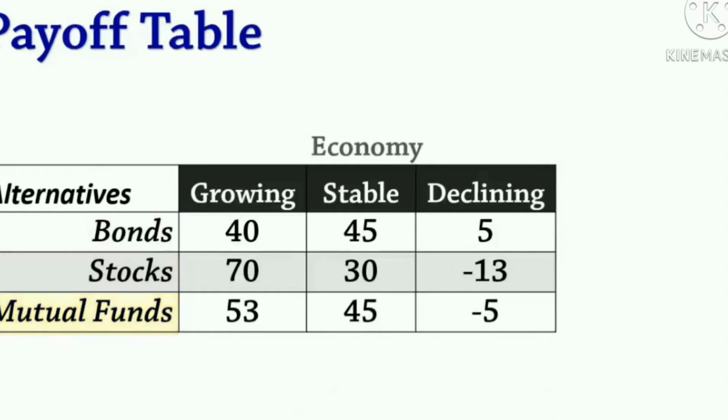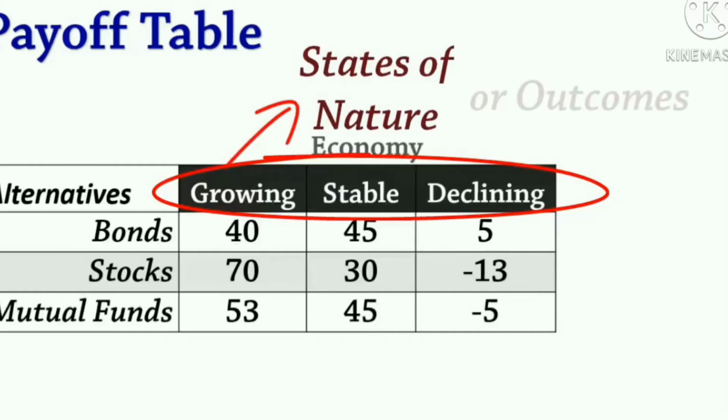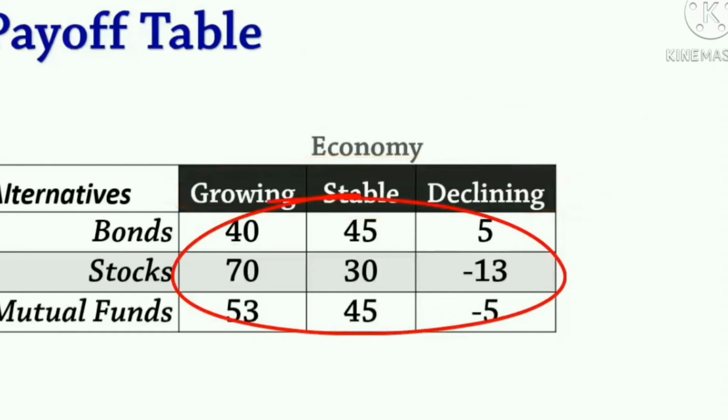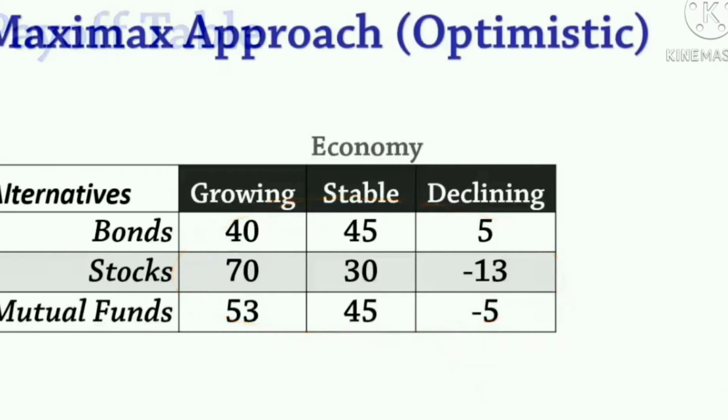In the columns, we have the economic conditions. Since the decision maker does not have control over these, we refer to them as states of nature or outcomes. The values in the table are called payoffs. There could be profit, cost, distance, time, and so on. In this example, we treat them as profits.